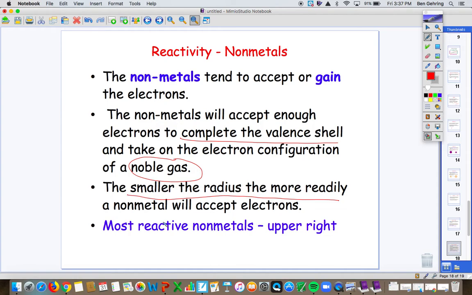So our most reactive nonmetal is going to be fluorine. Your most reactive nonmetals are in the upper right. So fluorine and chlorine are extremely reactive, along with oxygen. Whereas francium, cesium, you can throw strontium in with that as far as reactive metals, down in that lower left-hand corner.